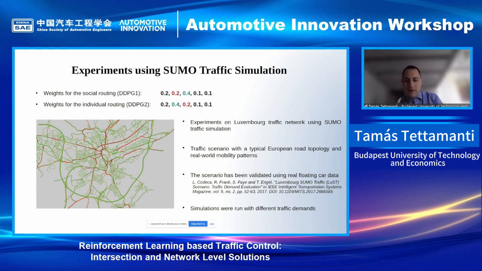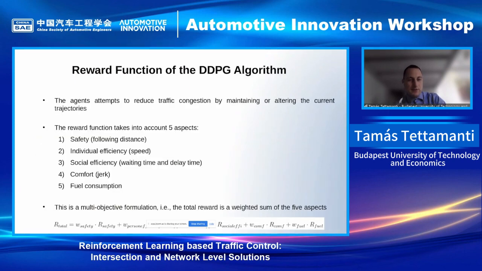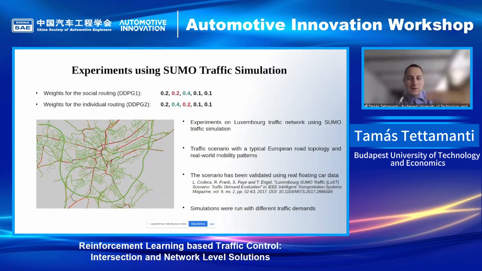Actually, the weights for the social routing approach and individual routing approach are very similar. In this case, only the second and third terms are inversed. Second term and third term, recall again. Second is the individual efficiency, third is the social efficiency. So these two reward parameters are weighted in a different way in the social aspect and in the individual routing aspect. And this is compared via SUMO traffic simulation.